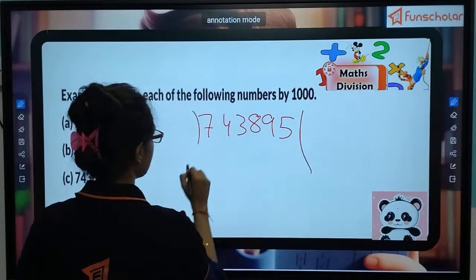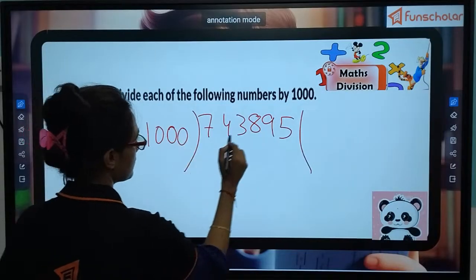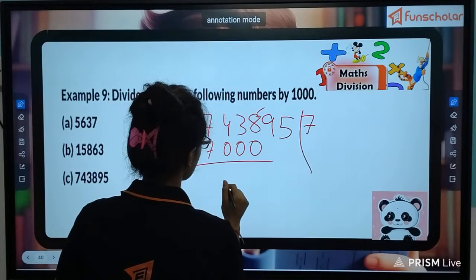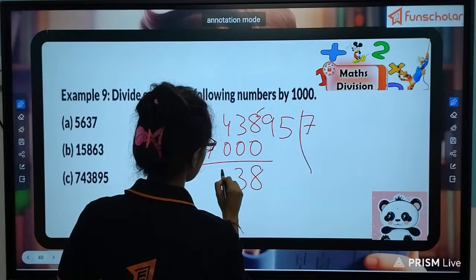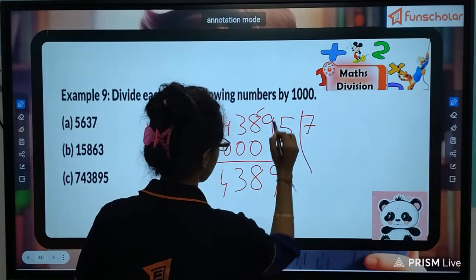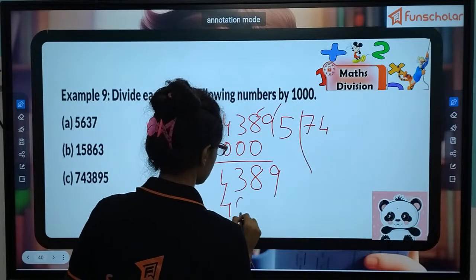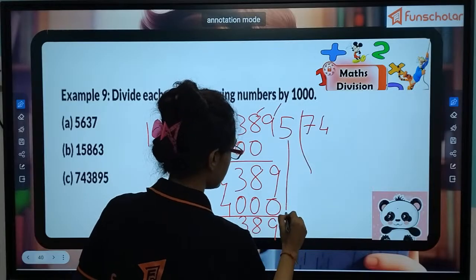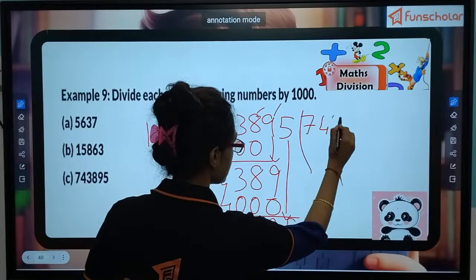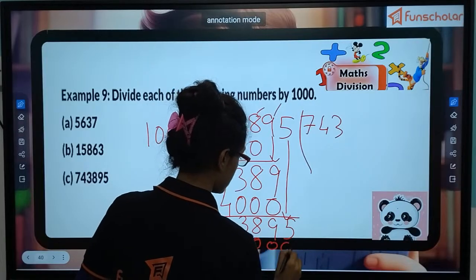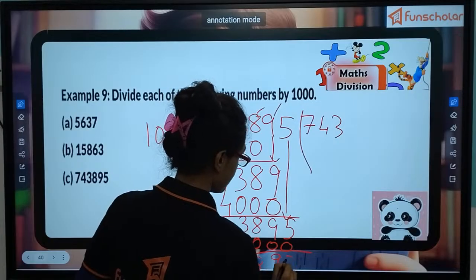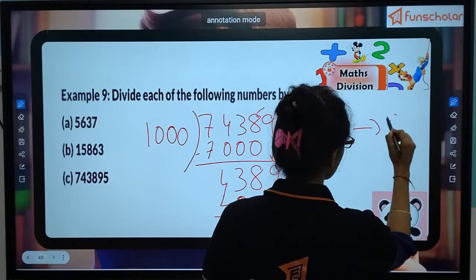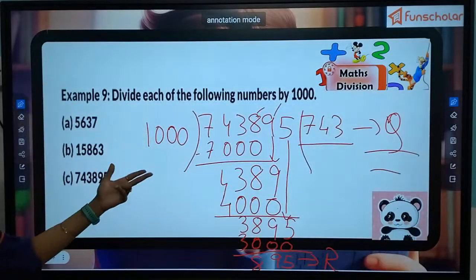74385 divided by 1000. Sevens are 7000. 834. Next comes 9. Fours are 4000. Comes 3, 8, 9 and 5. Threes are 3000. 895. So 895 is the remainder. 743 is the quotient. Okay, and this is done.